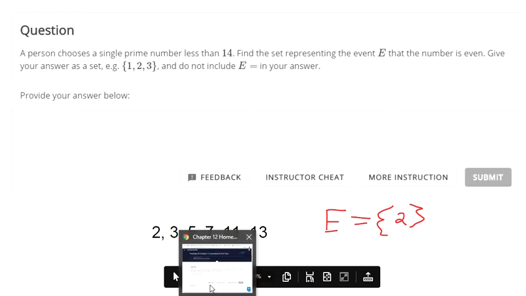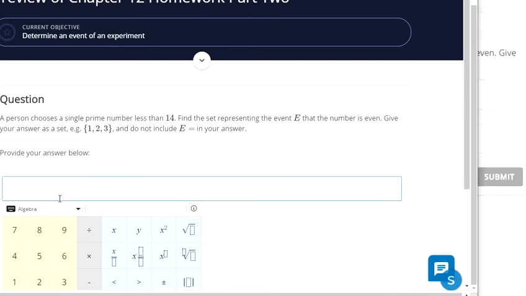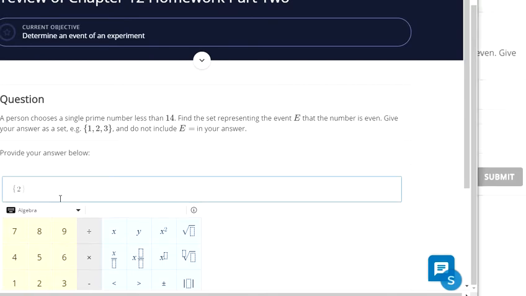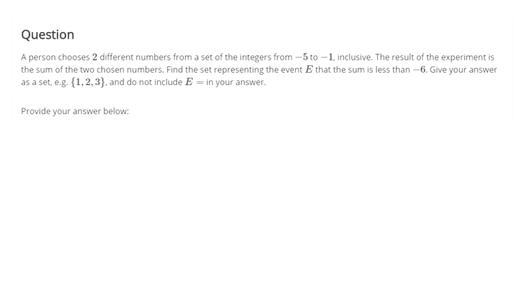So I think I have Newton pulled up. So if you try to plug that in, we're supposed to use a bracket. If there was more than one, we'd put a comma, but we have just one number here, so close the bracket and hit submit.